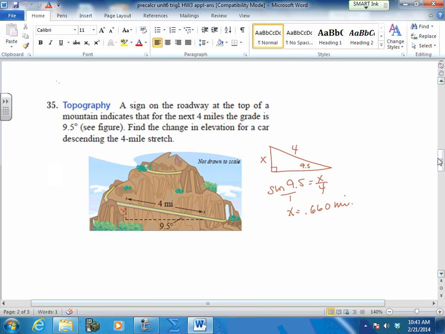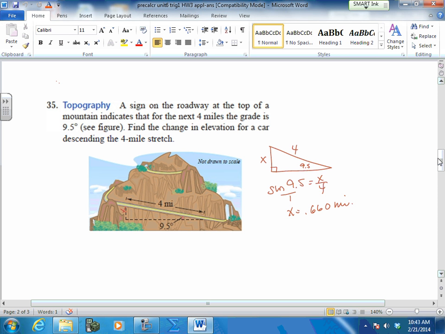Okay. Here's another one. A sign on the roadway at the top of the mountain indicates that for the next 4 miles, the grade is 9.5 degrees. Find the change in elevation for a car descending the 4-mile stretch.